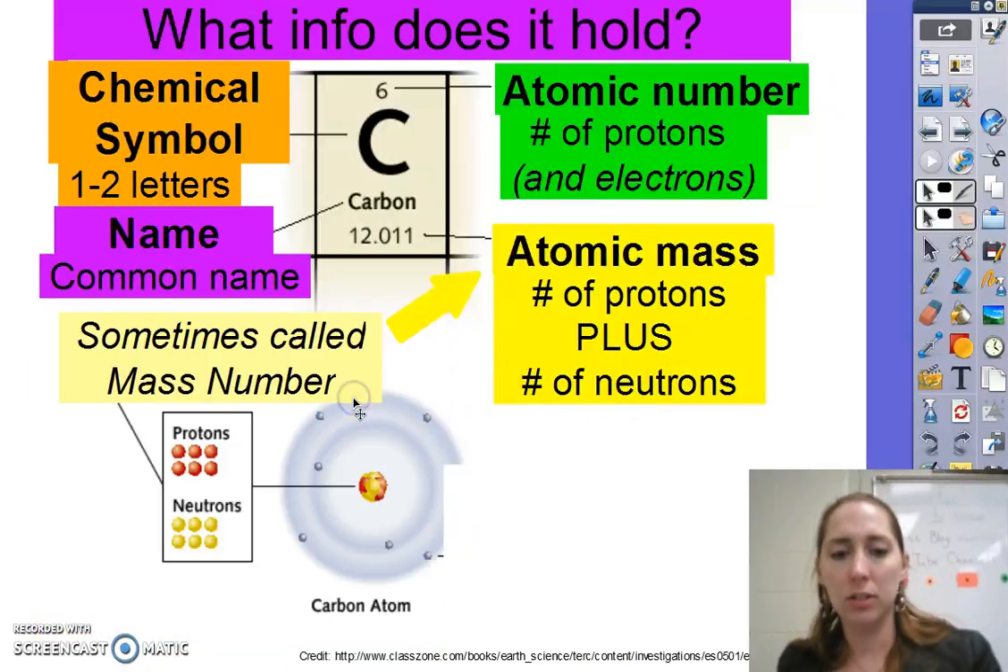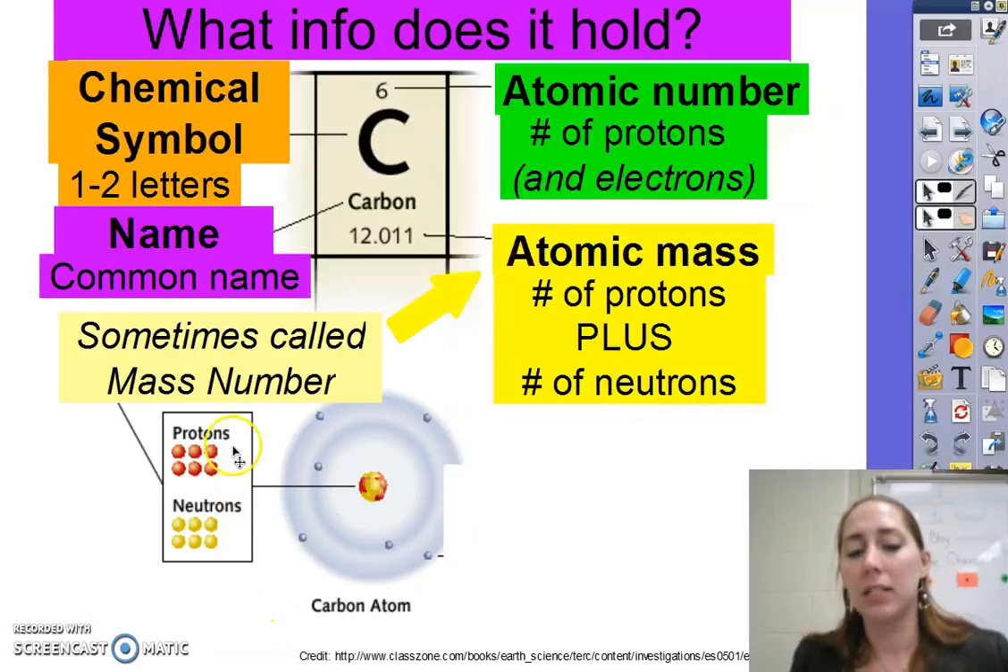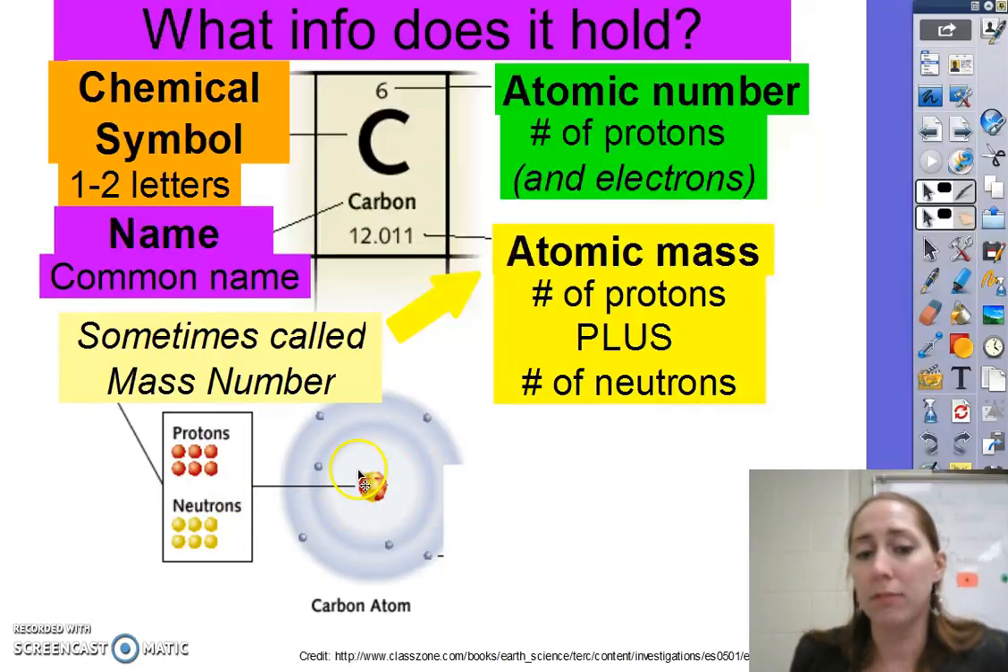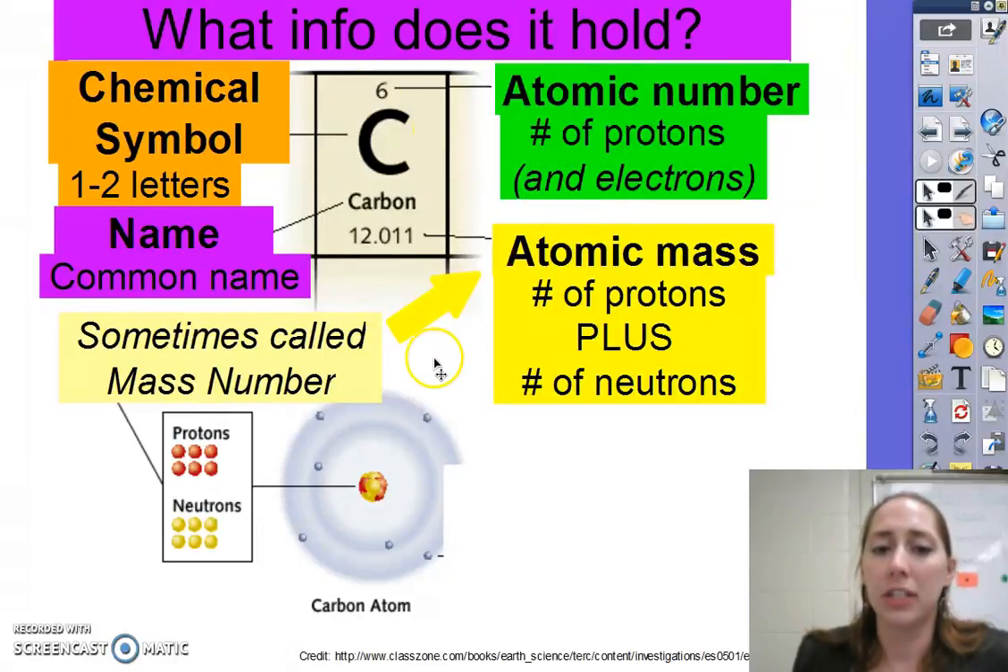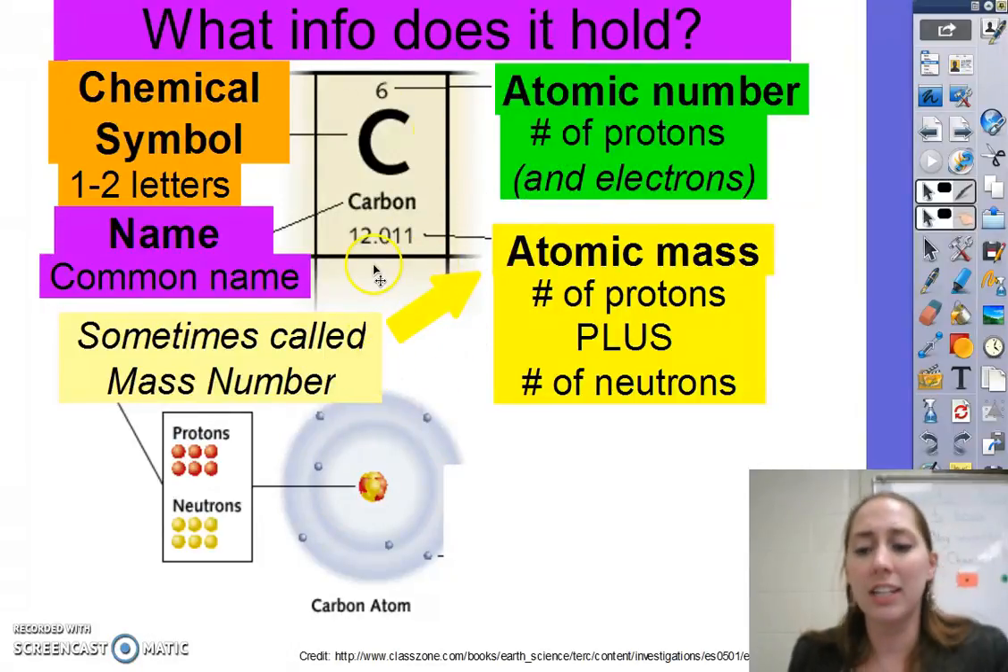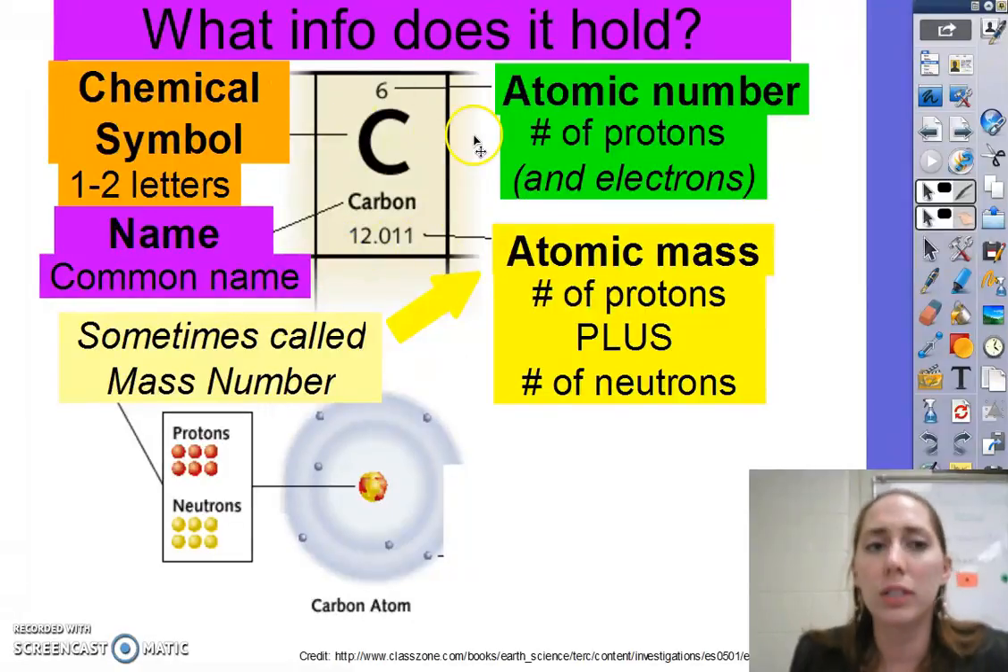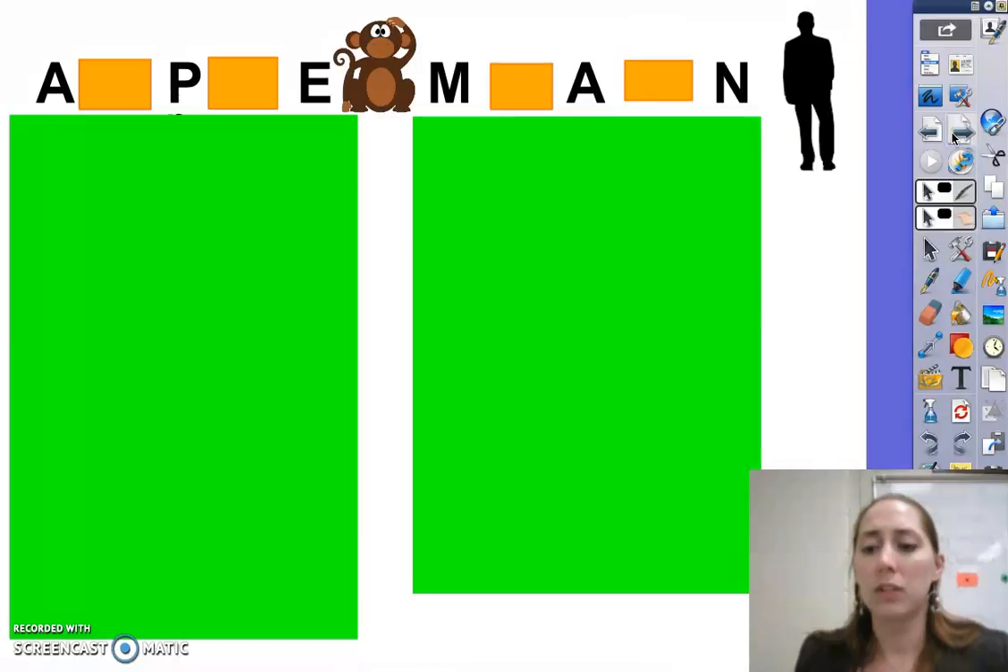Now sometimes this is also called mass number, because this is the mass and the number of them that comes together. This is a very important thing to know. If you know nothing, take nothing away from this video else, know this information. Really, really important. So, let's talk about how we can use this information.